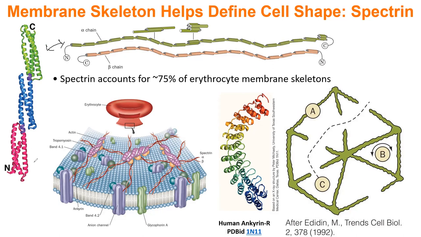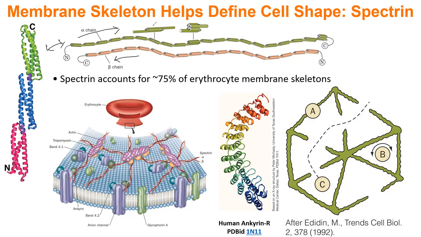So spectrin is just a bunch of alpha helixes, and two chains come together to make a spectrin molecule. And they're arranged going in opposite directions. So the alpha chain, for example, is going N to C this way. The beta chain is going N to C in the opposite way. And these little barrels you're seeing in this image are representing alpha helixes. So you kind of see the alpha helixes build on each other. They kind of aggregate together.